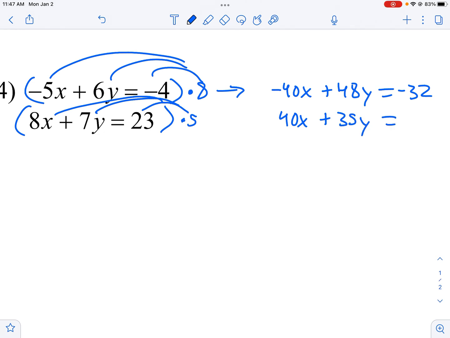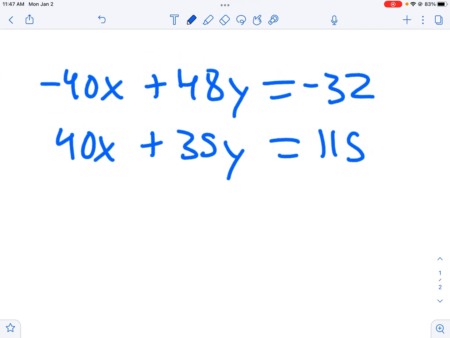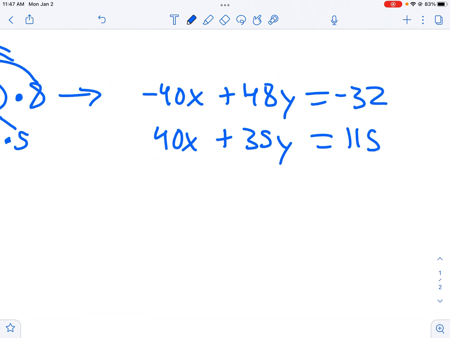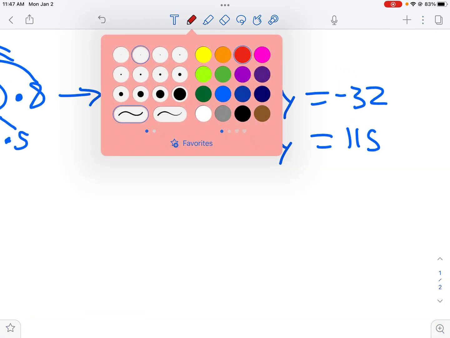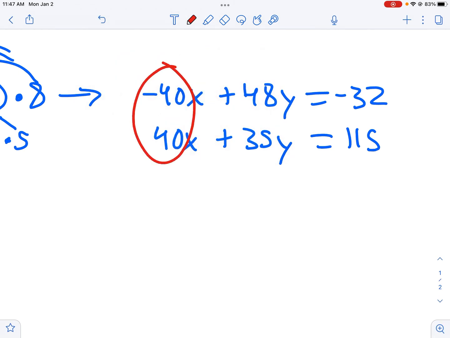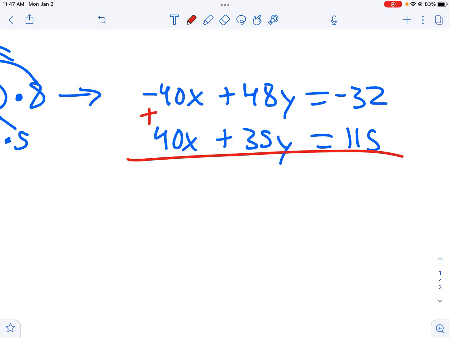And I don't know what 23 times 5 is, but I got a calculator. And it's good at stuff like that. So we got 115. Alright, awesome. I got my two new equations, and I got my x's to match up, which is what I did all the multiplying for. These have different signs, so I'm going to be adding them, and that'll give me 0x. Since I add there, I'm going to add down my other columns. Let's see, 48 plus 35, just use a handy-dandy calculator. 83y. On the right side, -32 plus 115 is 83.